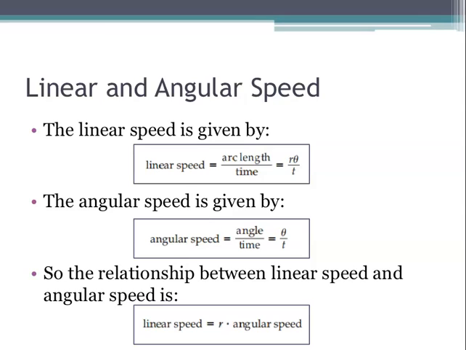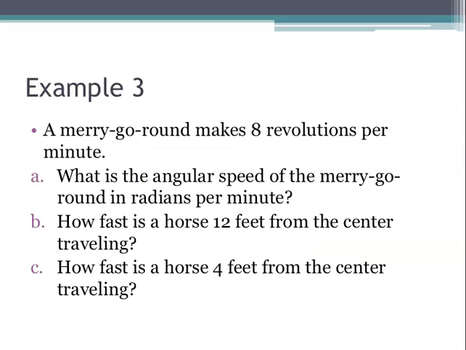Okay, we're going to take a look at this last example here. It says a merry-go-round makes 8 revolutions per minute. What is the angular speed of the merry-go-round in radians per minute? And then how fast is a horse that is 12 feet from the center traveling? And how fast is a horse that is 4 feet from the center traveling?